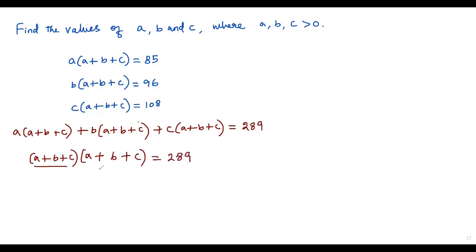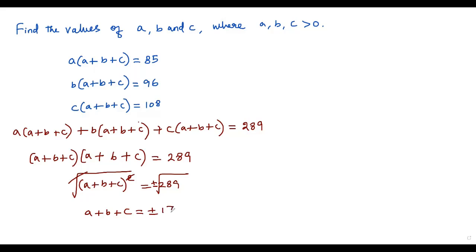Okay, here we multiply the same quantity, (A+B+C) and (A+B+C). So the product of these two quantities is (A+B+C) the whole square, equals 289. Okay, so to get rid of this square, I have to take the square root on both sides. So the square root and the square cancel out. When I take the square root of a number, the sign in front of the square root will be positive or negative. So on the left side, I have (A+B+C). On the right side, I have positive or negative. So the square root of 289 is 17.